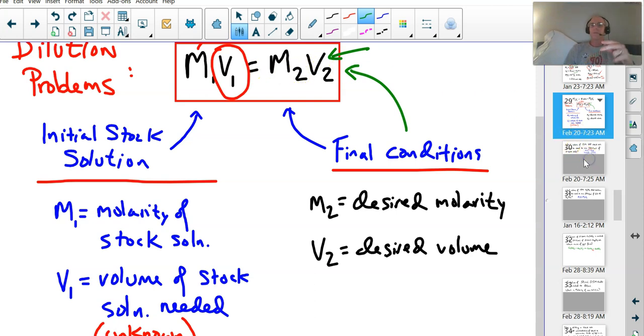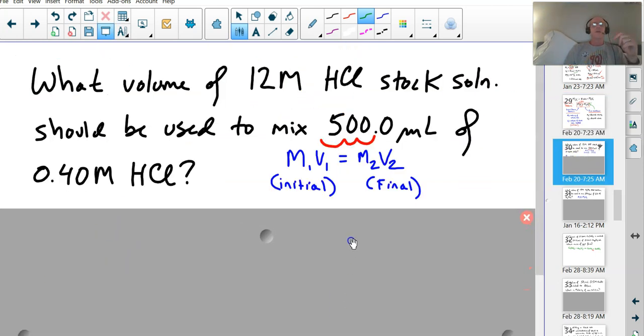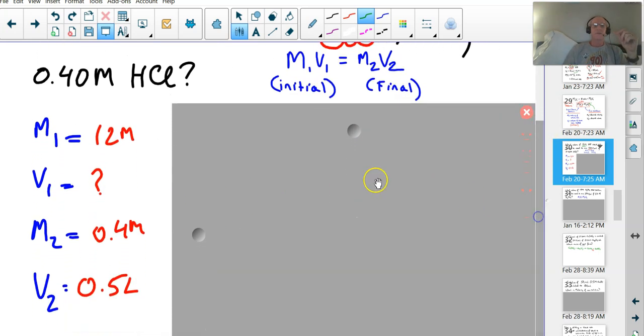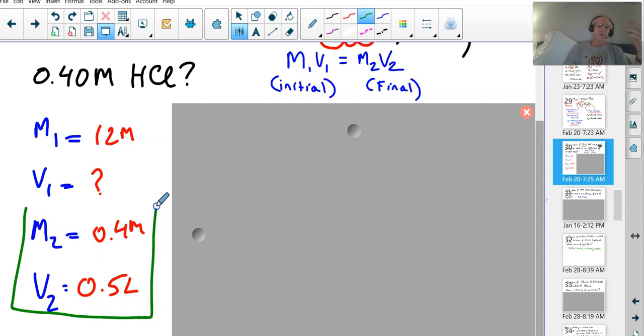Let's do a couple of quick example problems. Here's one. What volume of 12 molar HCl stock solution should be used to mix up 500 mils of 0.4 molar HCl? So we know initial molarity shown right here, so I'm going to put that on the left. You guys know how I like to write out my variables. So M1 is 12 molar. V1 is what we don't know, what we're trying to figure out, the volume of that 12 molar HCl we'll need to mix up the final conditions shown here: 500 milliliters, or 0.5 liters, of 0.4 molar solution.